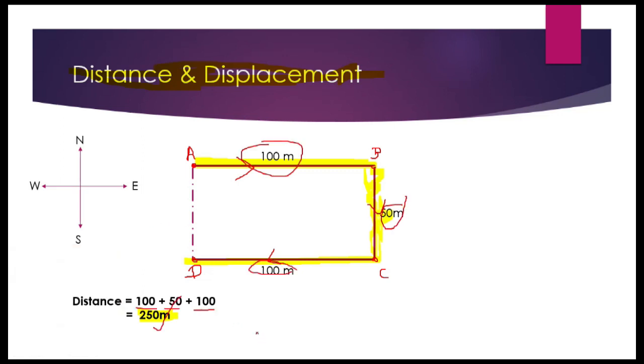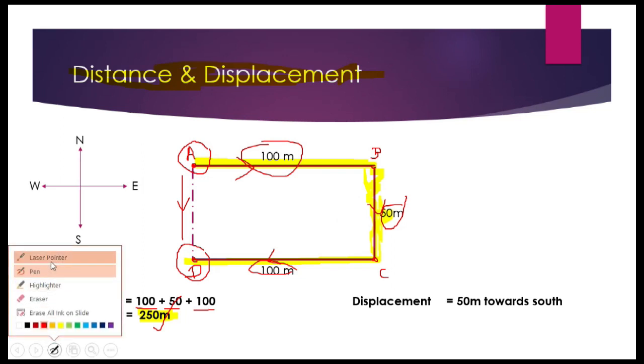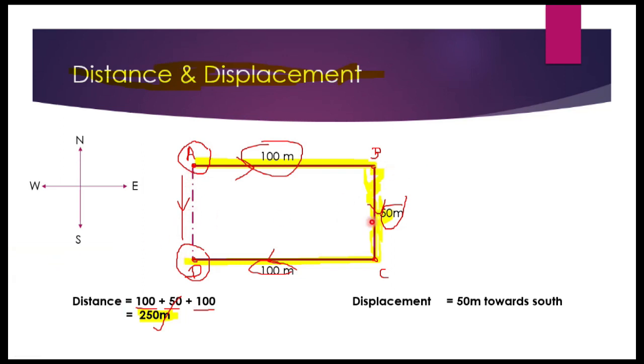And after that you can find the displacement. Displacement means the shortest distance between any two points. To find the displacement, the easiest way, first you have to find the starting point. A is the starting point. Then you have to find the end point. D is the end point. Then draw a line between the starting point and the end point. The length of that line gives you the displacement. So the length of this line must be 50 meters. Therefore the displacement becomes 50.